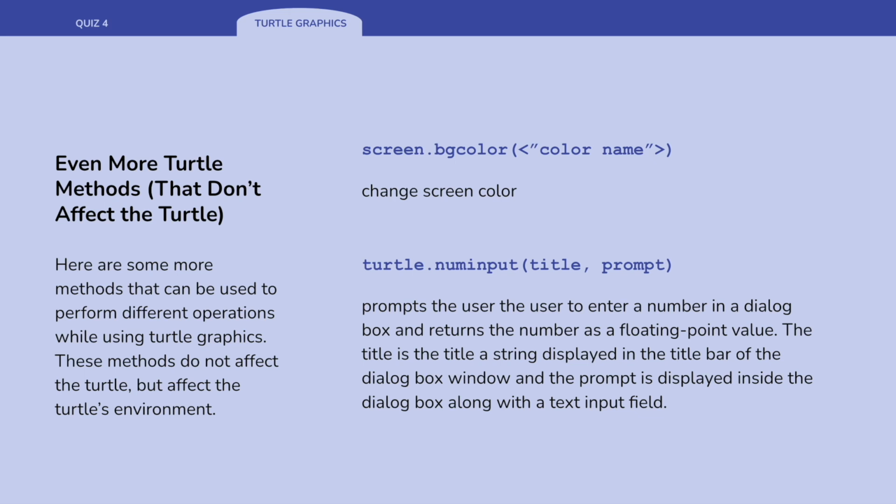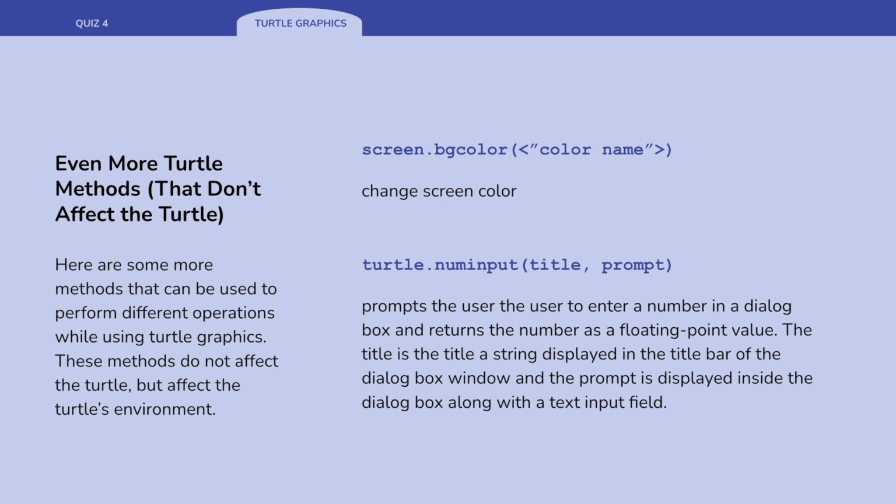Basically, the purpose of this method is to allow the user to enter a number into a dialog box. This is sort of like the normal input function that we use in our Python programs that allows the user to insert some sort of textual data into our program.